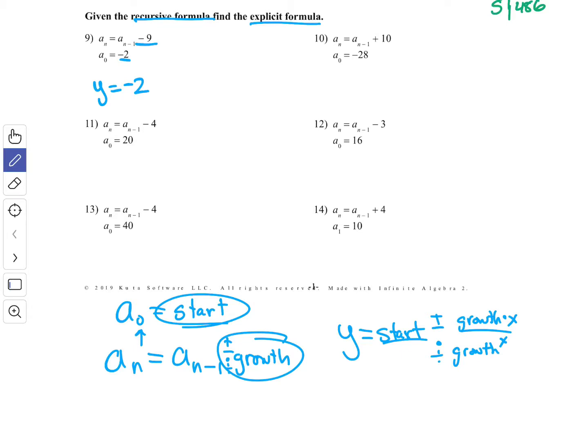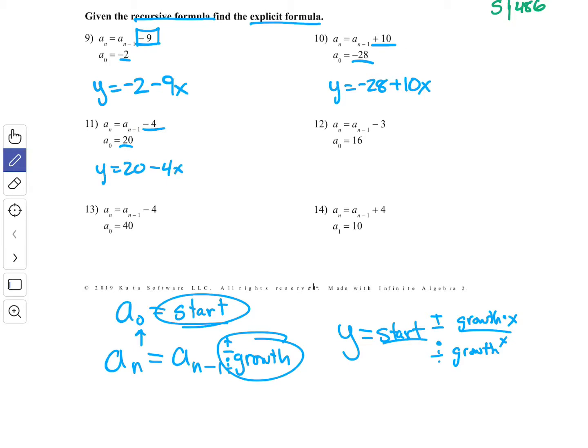So pretty easy, right? So y equals our start of negative 2. What am I doing to it? Subtract a 9. How many times? I don't know, so I put my variable times. Okay, we start at negative 28, so y equals negative 28. What are we doing to it? Adding 10 multiple times.